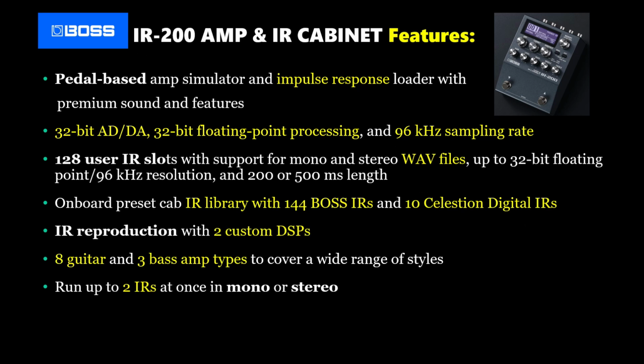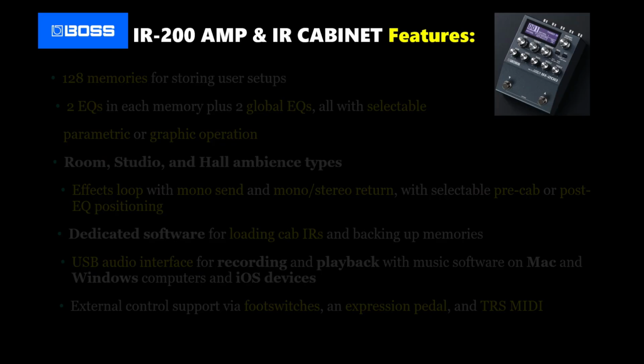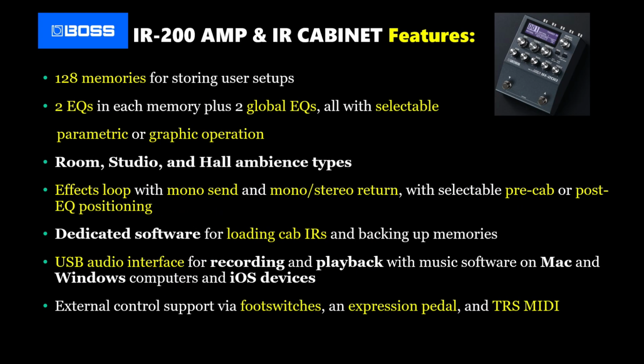The unit has 8 guitar and 3 bass amp types to cover a wide range of styles, and you can also run up to 2 IRs at once in mono or stereo. The unit has 128 memories for storing user types and 2 EQs in each memory plus 2 global EQs, all with selectable parametric or graphic operation. The unit has room, studio, and hall ambience types and effects loops with mono send and mono/stereo return with selectable pre-cab or post-EQ positioning.